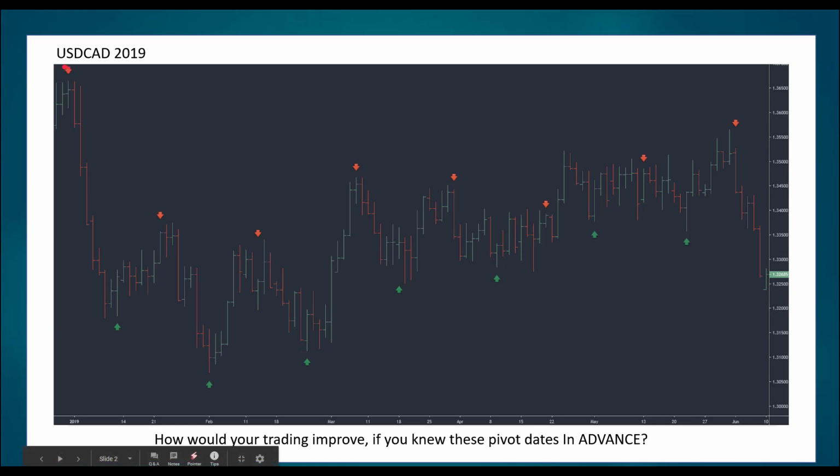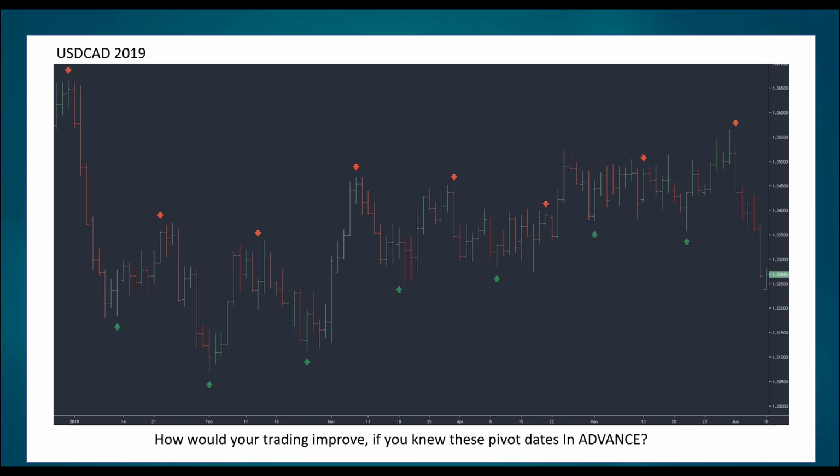So starting at the very top, we've got a sell signal here. We're coming into a buy signal here. We've got another sell signal, buy signal, sell, buy, sell, buy, and on and on. And we're pretty much catching all the major pivots. And the cool thing is, I knew about these turning points before the market ever got there. In fact, I knew about these turning dates at the beginning of the year because that's when I sat down and I did the calculations for the entire year of 2019.